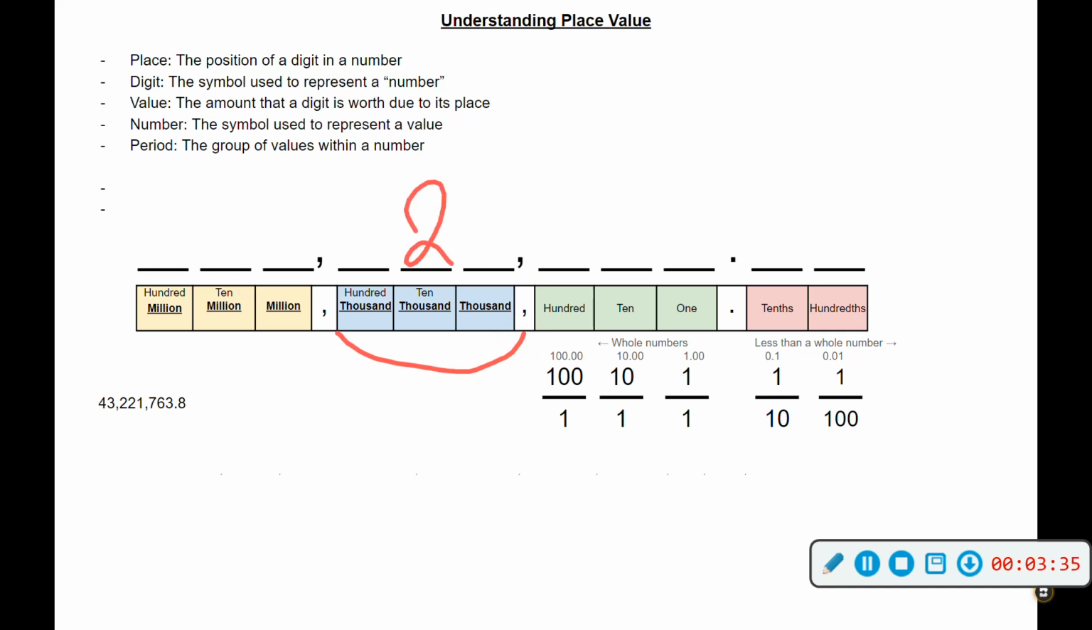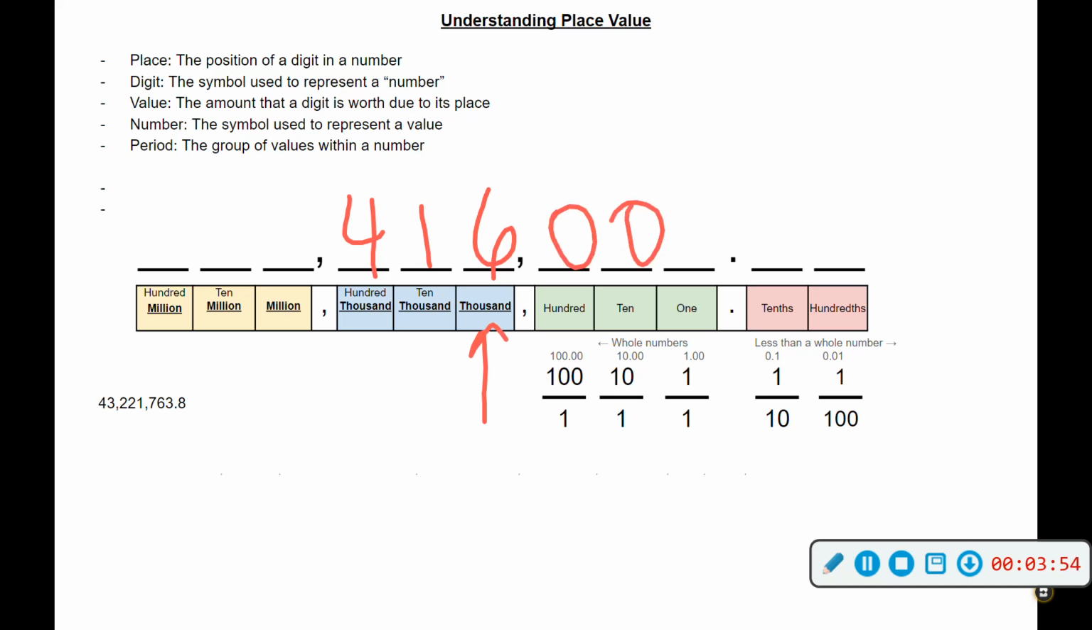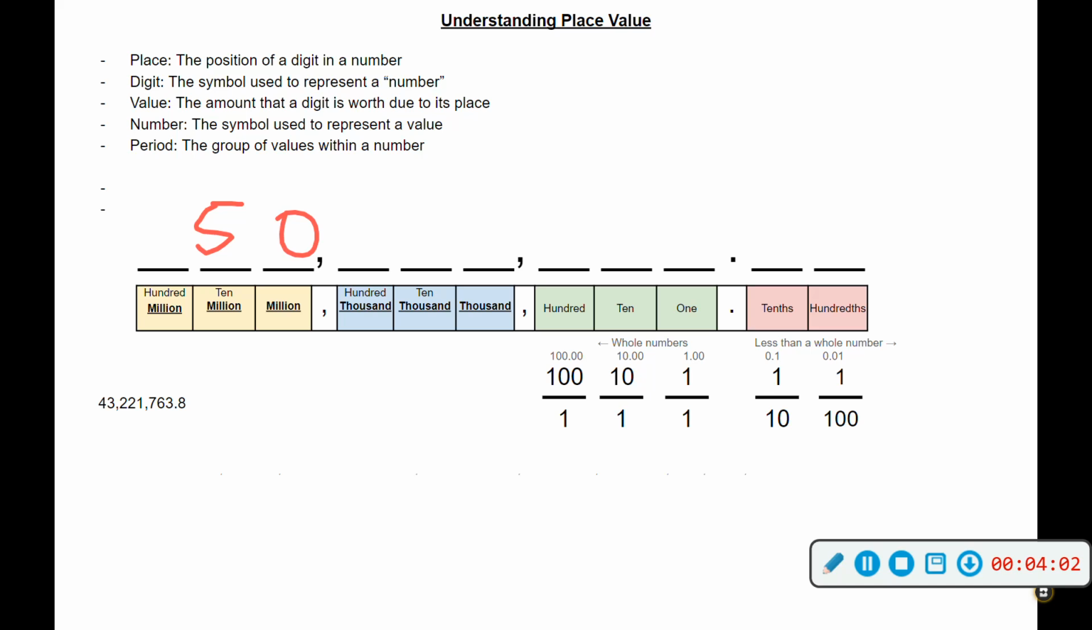The next period is thousands. This is where I could write I have, let's say, for example, 23,000, which means I have 23 thousands. If I were to write it here, I have 416 thousands. So the number would be written as 416,000. Millions, it's no different. I have a 5, this digit 5 is in the place of the 10 millions, which means it has a value of 50 million, and it's in the period of millions.